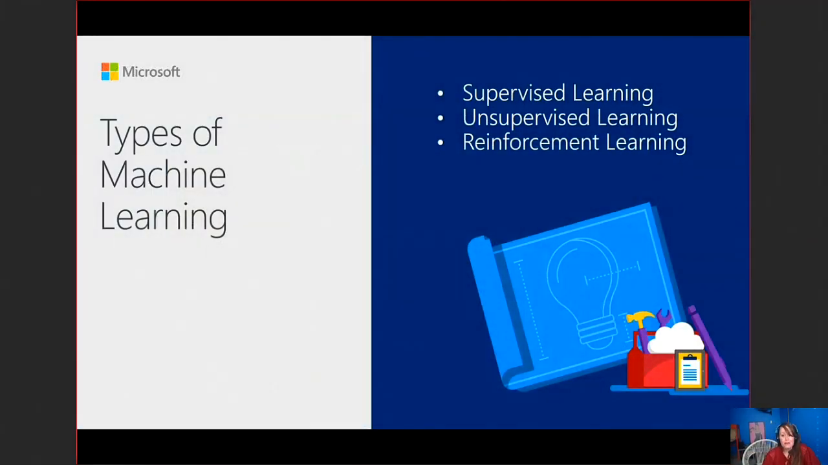And so there are 3 types of machine learning. There is supervised learning, there's unsupervised learning, and there's reinforcement learning. Of these 3, do you know what any of them actually are?